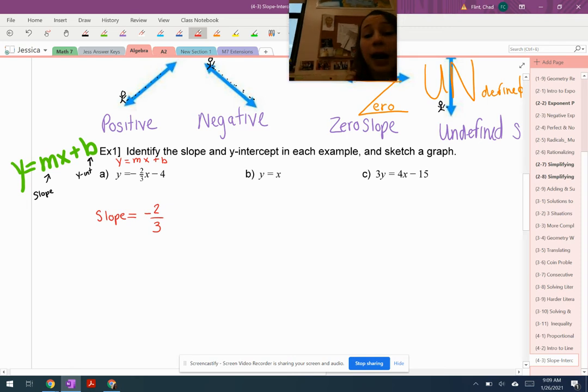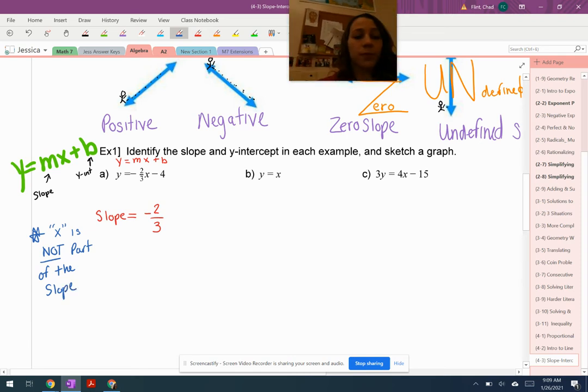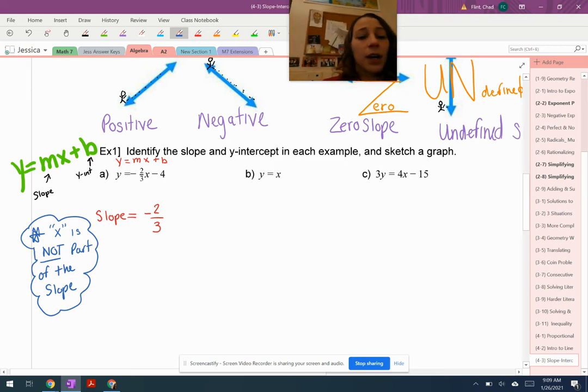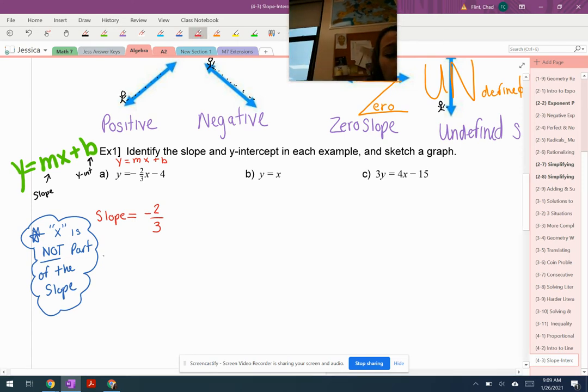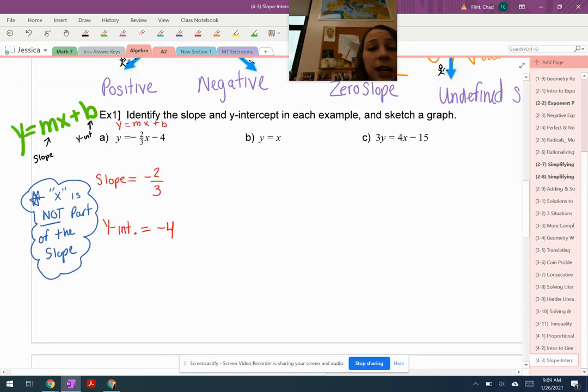Again, notice how we're not including the x. We should make a note of that. X is not part of the slope. A reminder bubble. All right, so our slope is negative 2/3 because that's the piece next to the x. Our y-intercept, which I'm going to abbreviate y-int, is that plus b, or that minus 4 in this case. And then sketch a graph.